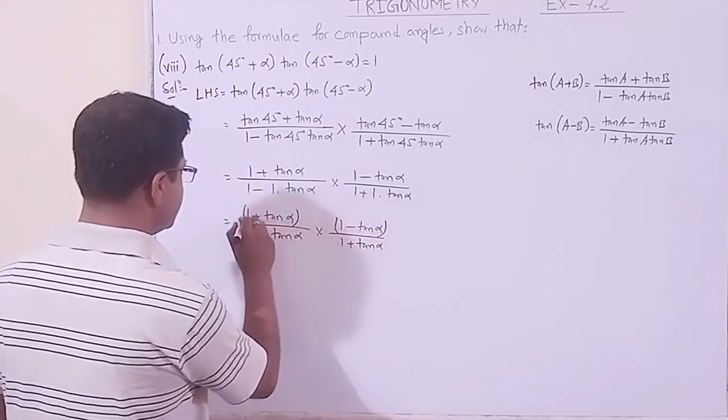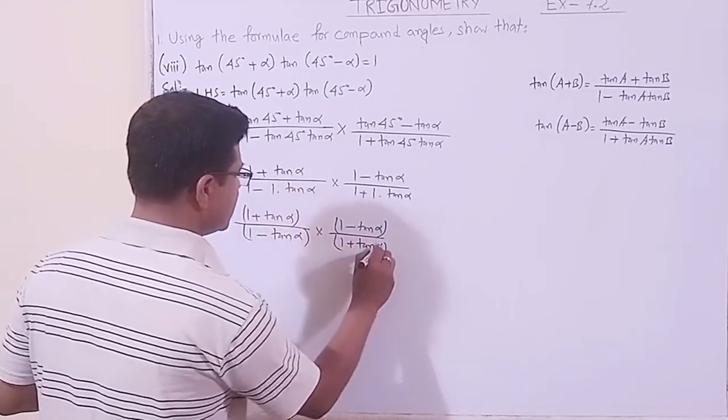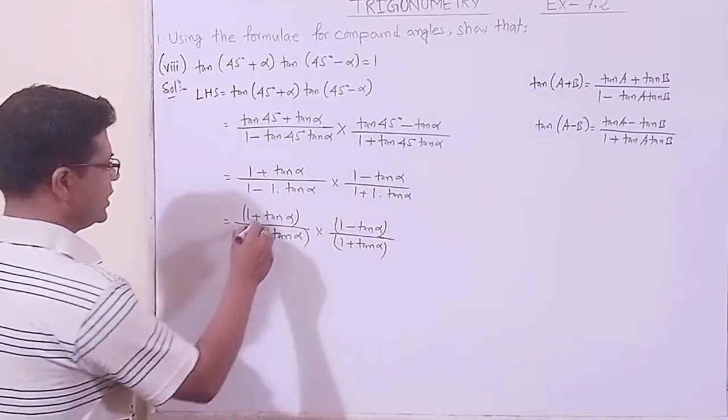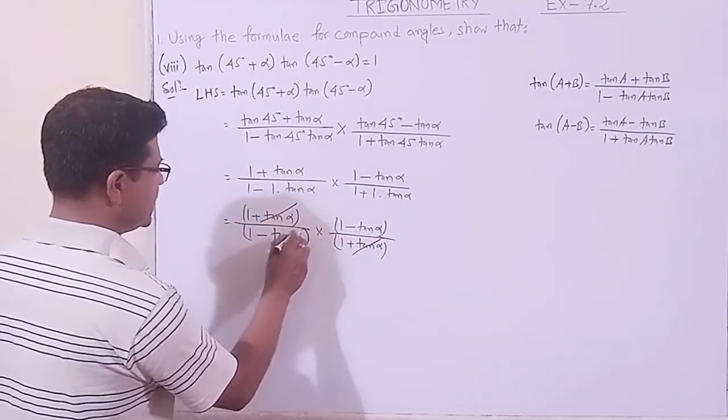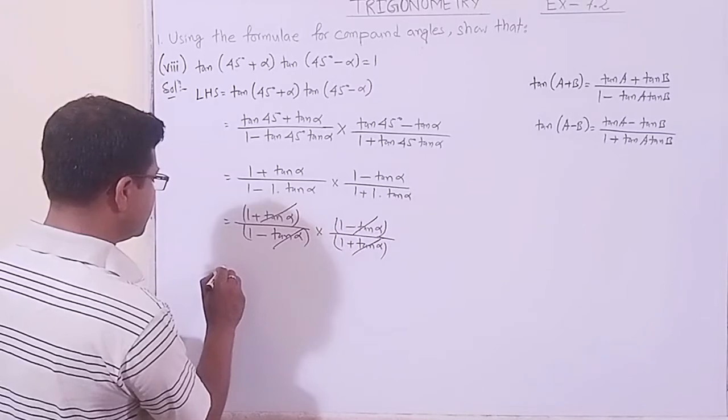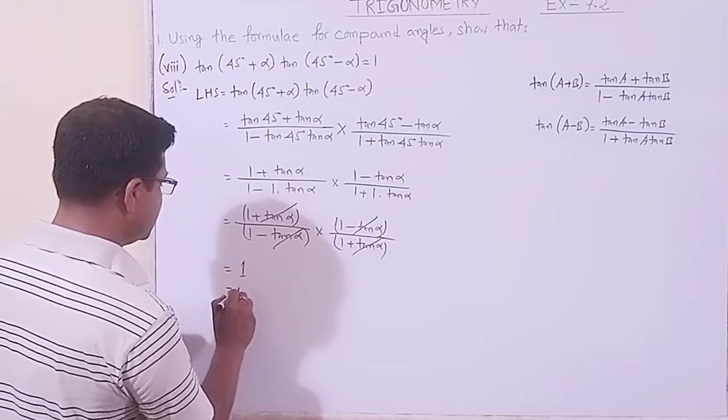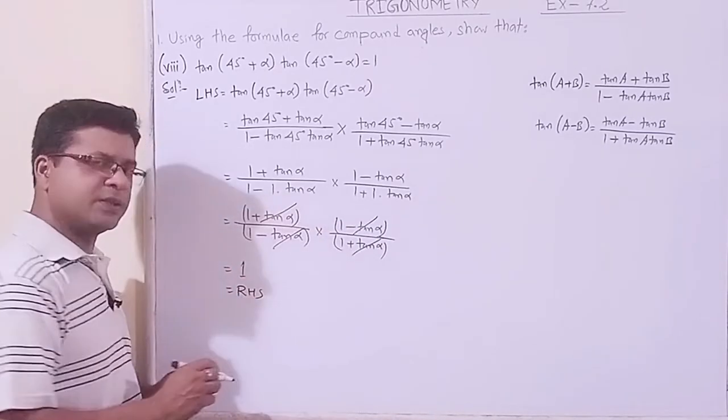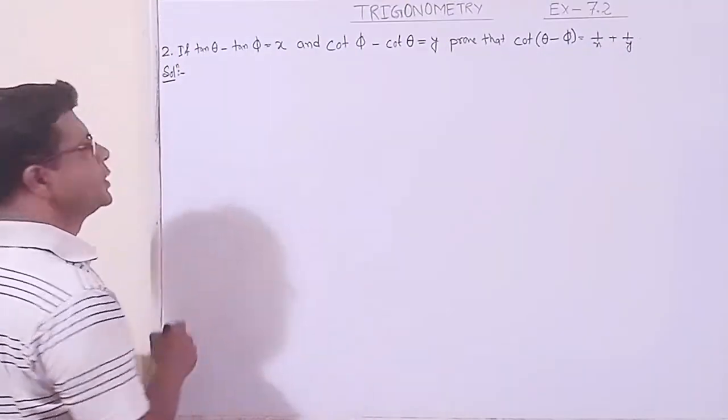Now let us give bracket here. So now have you understood what to do? Nothing, just cancel. They will cancel each other. Same term, so it is equal to 1. This is the right hand side. Understood? My beloved students, we have got question number 2.